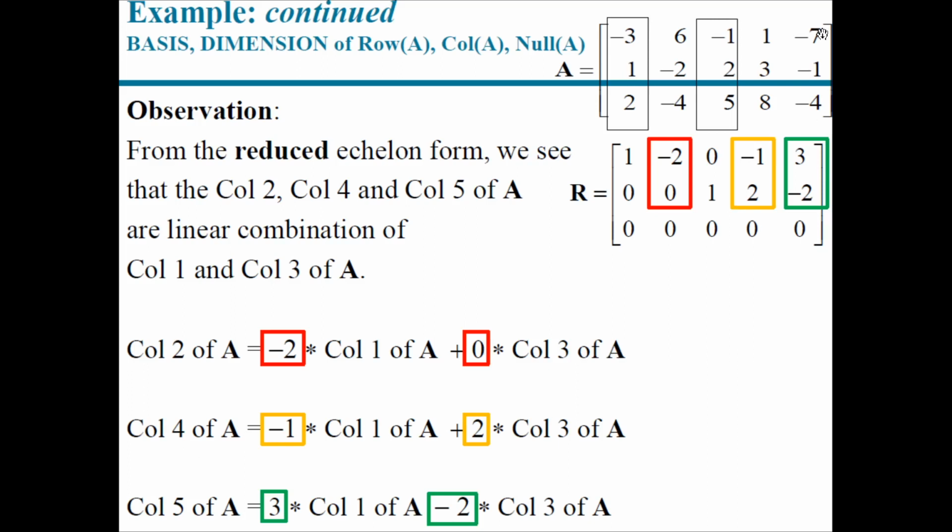The last column of matrix A is column 5, and it's linearly dependent on columns 1 and 3, obviously. What are the coefficients? 3 and -2. So it's 3 times column 1 minus 2 times column 3, because columns 1 and 3 are independent. This is the first linear independent column, this is the second. The coefficients in front are given in the reduced echelon form in the corresponding column, 3 and -2.